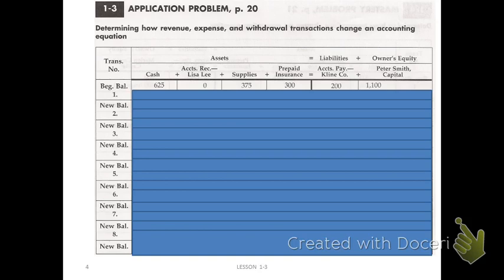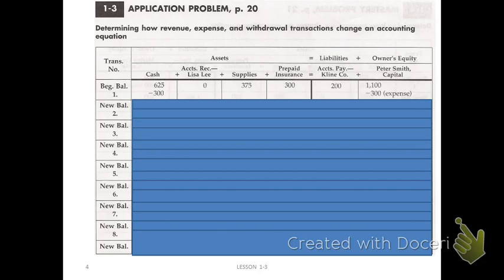So in this problem, we have existing balances. Back in application 1-2 and 1-1, we did not have any prior existing balances, but in this application we do. So we have to keep note of that. So, paid cash, that's going to decrease our cash for rent, which is an expense. Okay, so you'll notice our cash decreased by $300, and our capital also decreased by $300.